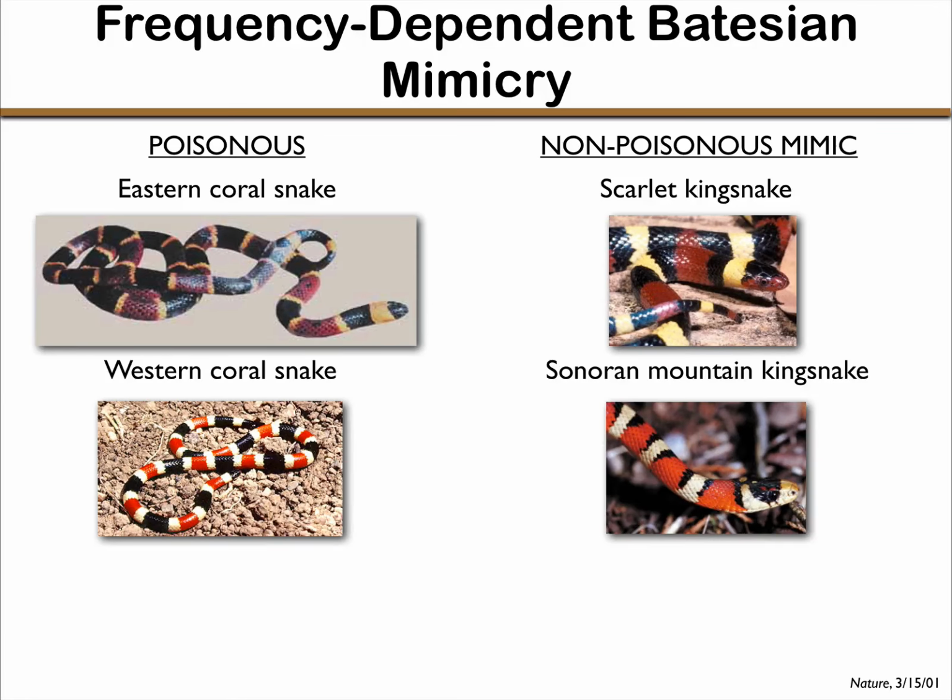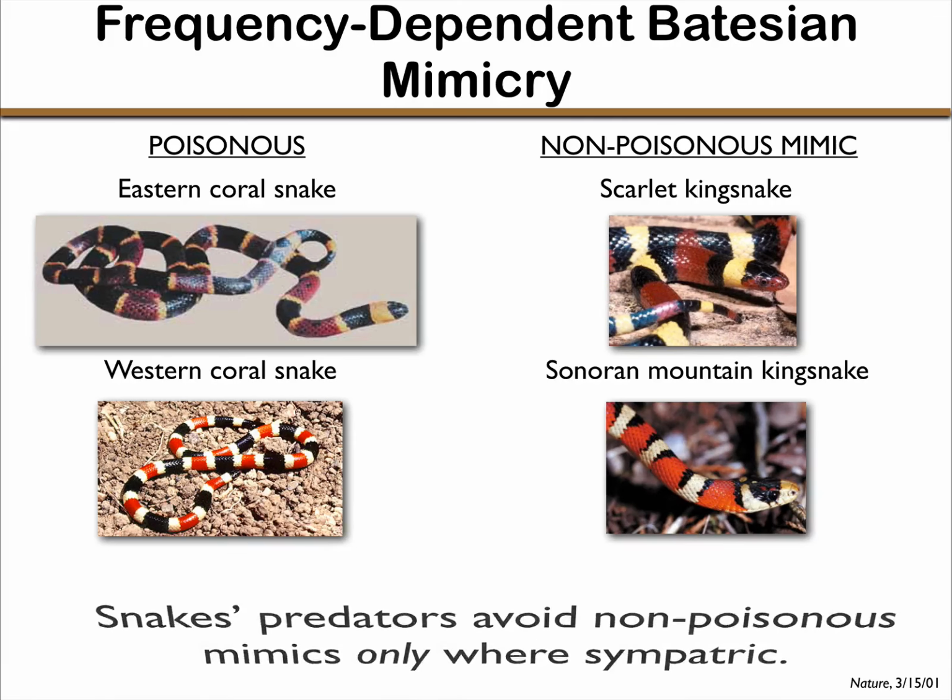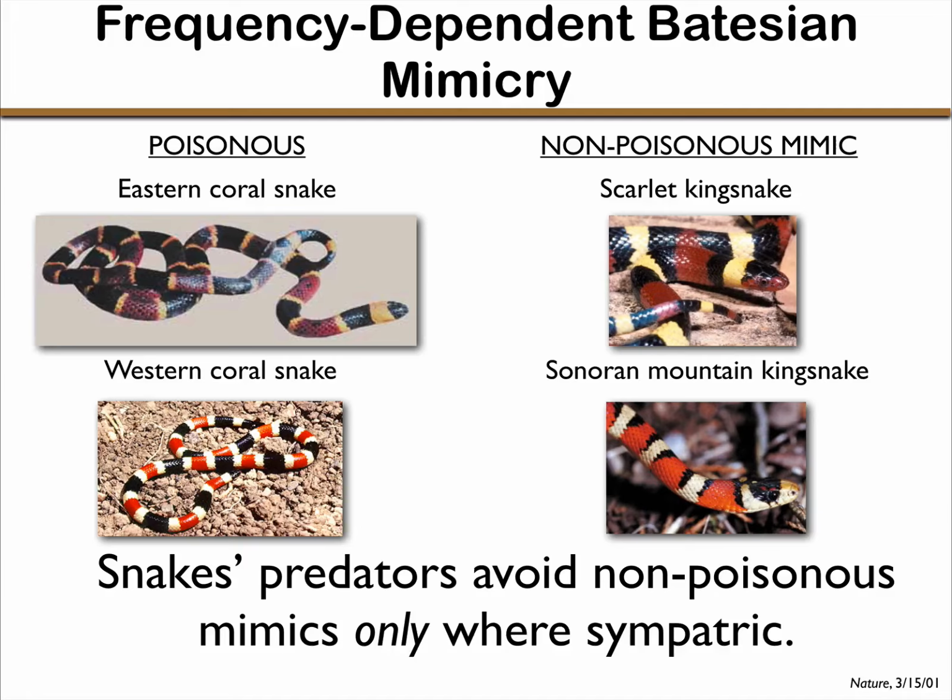In the western United States, we have the poisonous western coral snake, but the non-poisonous Sonoran mountain king snake. And again, there's similarity in the coloration of these non-poisonous mimics. The interesting thing about this is it has to do with the predators of these snakes. The predators will only avoid eating or even attacking the non-poisonous mimics where the non-poisonous mimics are sympatric with the poisonous mimics, because you will find these non-poisonous mimics in areas where you don't have the poisonous snakes.